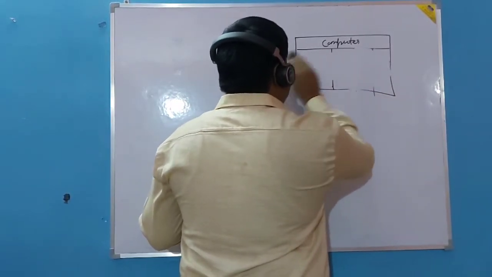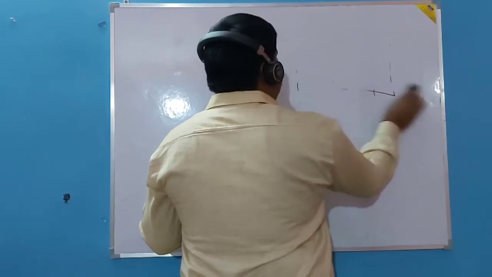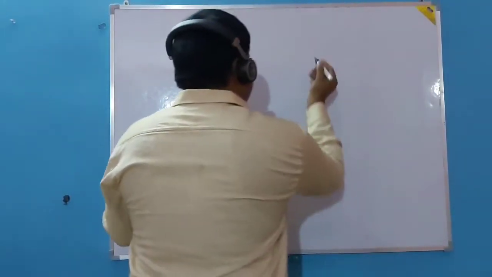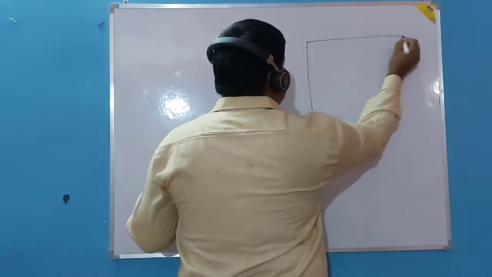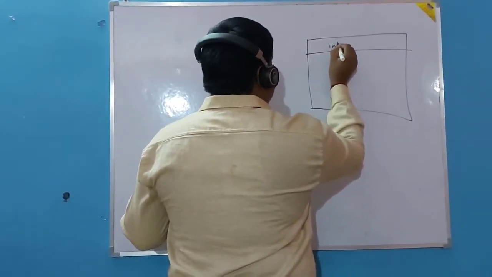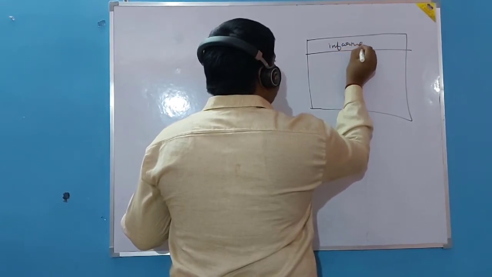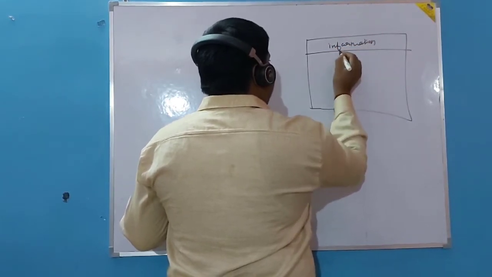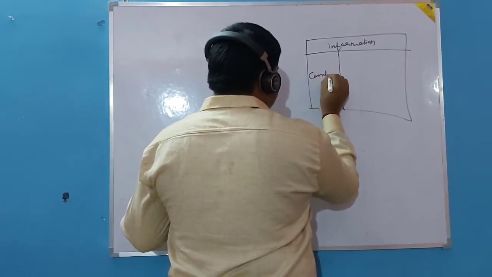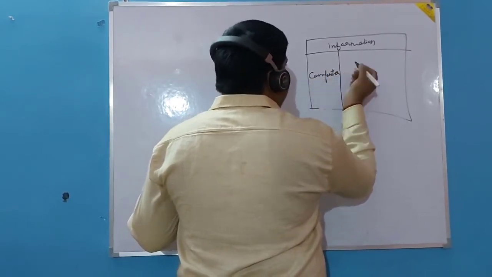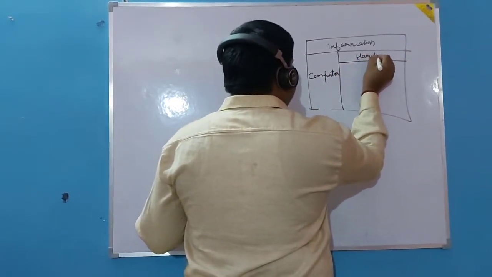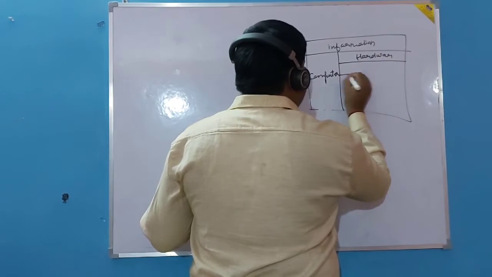It is a bit, you will get confused. Let me make a normal table. First, we are going to display here information. Information about what we are displaying as a computer. Computer is having hardware and software.